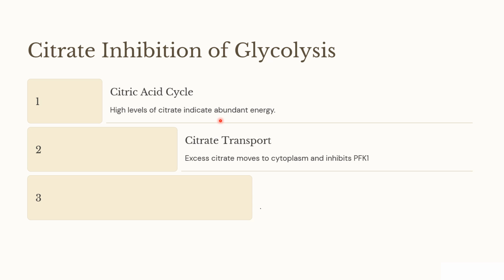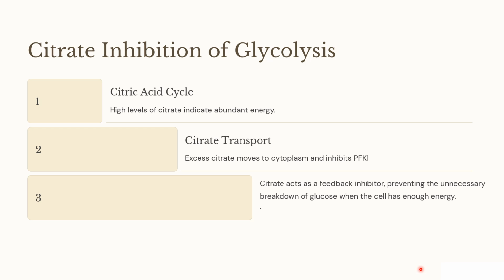How does it stop glycolysis? The excess of citrate will move to the cytoplasm where glycolysis is happening, and it will inhibit one of the rate limiting steps of glycolysis, which is the phosphofructokinase 1. Hence, citrate acts as a feedback inhibitor, preventing the unnecessary breakdown of glucose when the cell has enough energy.